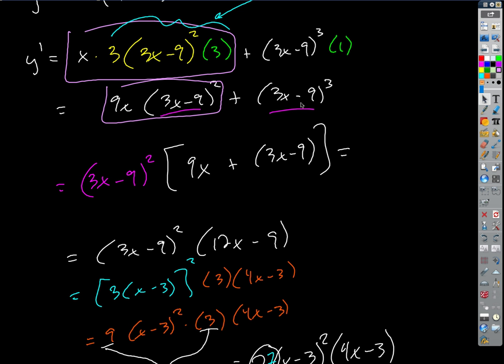The smallest power of that base is squared, so we can factor out a 3x minus 9 squared, which gets rid of that one. So from the first term, we're just left with 9x. From the second term, that's the same plus sign, right? If we divide 3x minus 9 cubed by 3x minus 9 squared, we get 3x minus 9. Yes, there, exactly. Okay? Good?